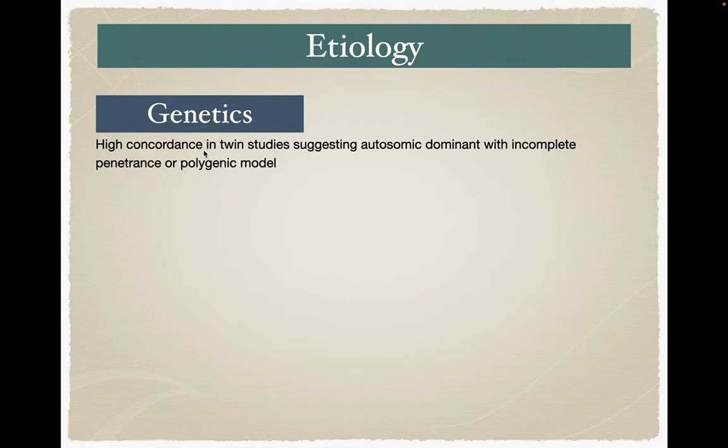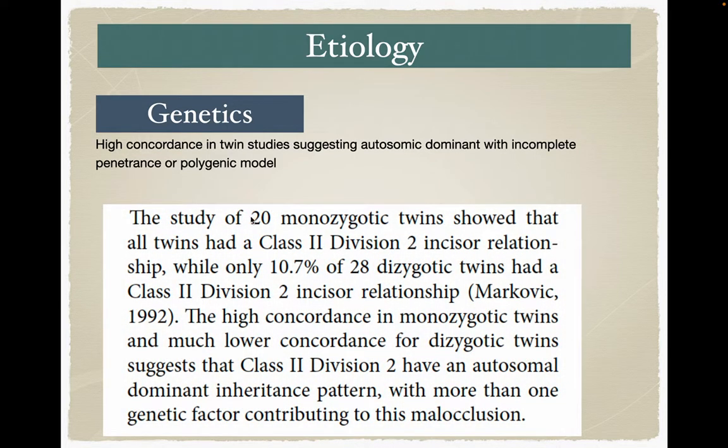They found a high concordance in twin studies that suggests an autosomal dominant mode of inheritance with incomplete penetrance, or a polygenic mode of inheritance, for Class 2 Division 2. So where did this evidence come from? They studied 20 monozygotic twins, which means identical twins. Because identical twins have identical genes, what they found was that all the twins had the same Class 2 Division 2 incisor relationship.